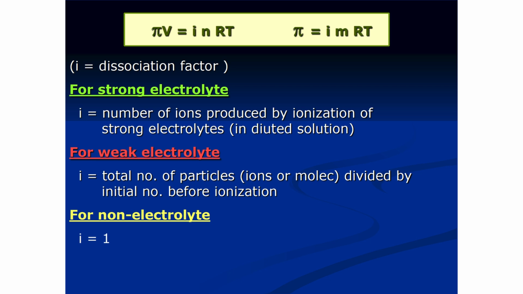For a weak electrolyte, i is the total number of particles, ions or molecules, divided by the initial number before ionization. For a non-electrolyte, i is simply 1.